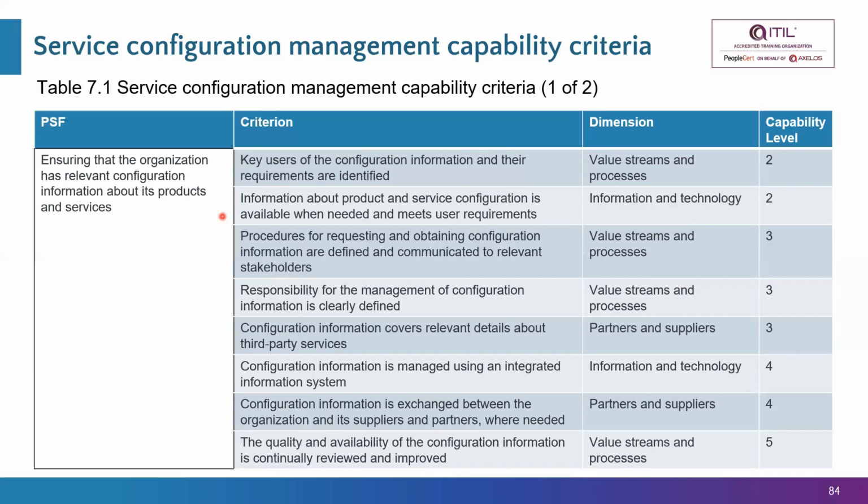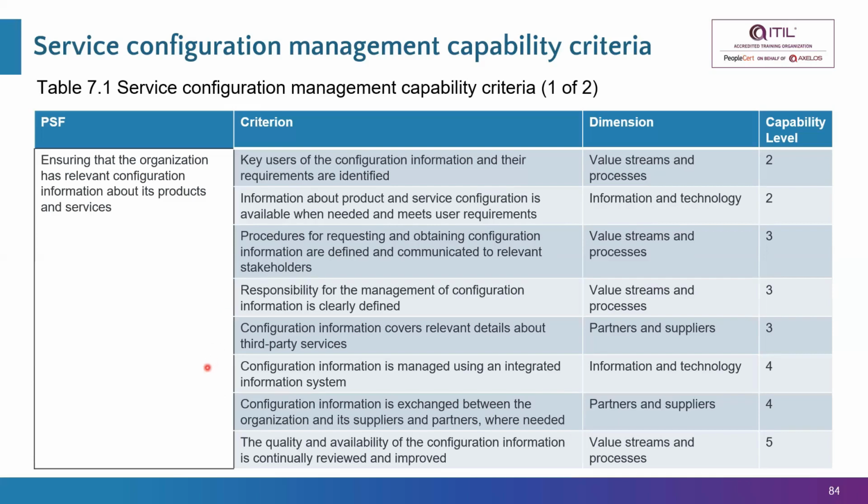These are at level 2. Then at level 3, we have 3 criteria. The procedures for requesting and obtaining configuration information are defined and communicated to relevant stakeholders. Then the responsibility for management of the configuration information is clearly defined. Then the configuration information covers relevant details about third-party services. These are all at level 3.